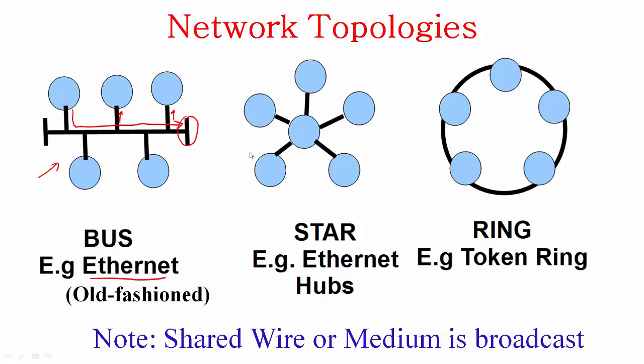Another topology is a star topology where the nodes are interconnected through a central node. So if this node wants to talk with another node, it goes through this central node. So when you use Ethernet hubs, this is how you are interconnecting your computers. So another topology is a ring where the nodes are connected in this fashion. So a packet basically goes around the ring and comes back.